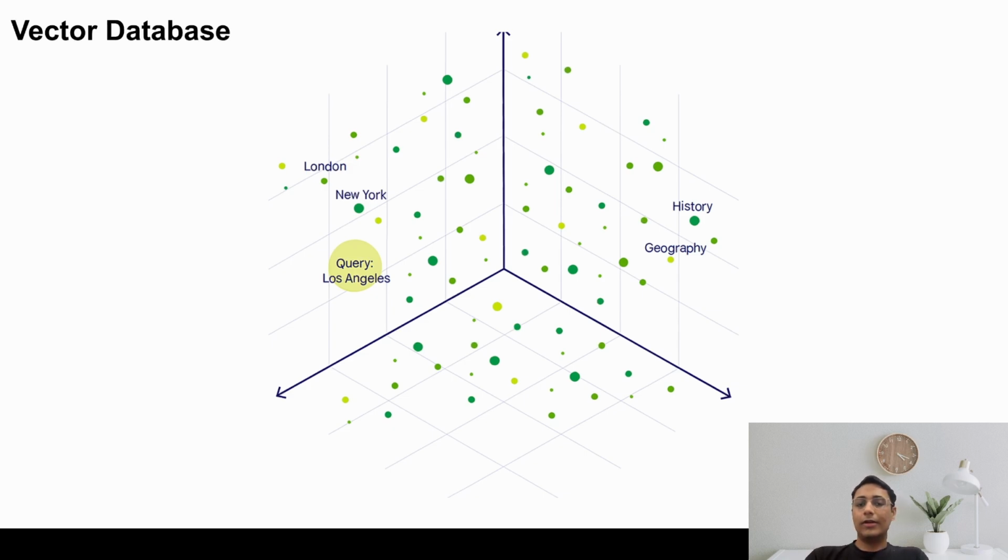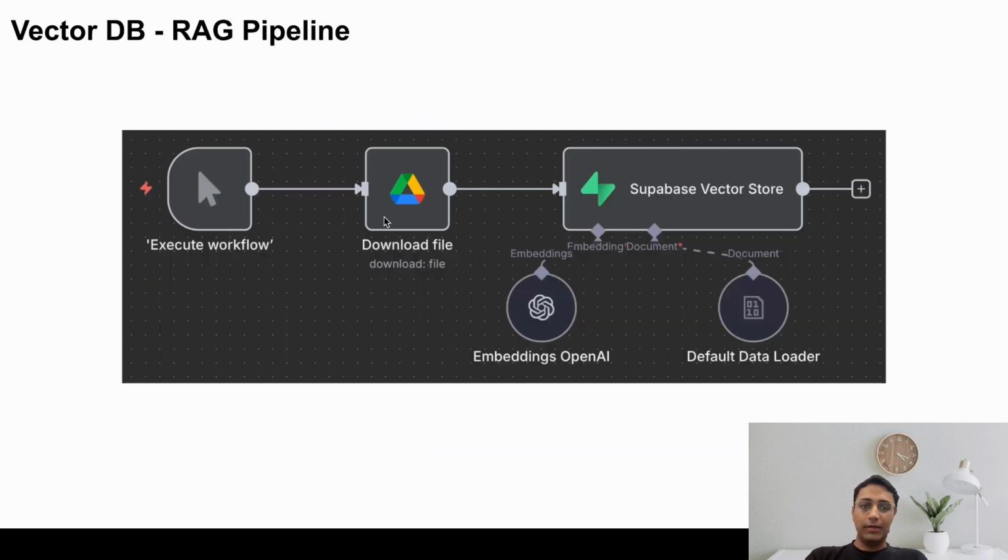Okay. Now we are going to be looking at how we are going to send the data into our vector DB. So basically we are going to be downloading the file from a drive. We are going to be sending it into the Supabase vector store. Again, you see this embeddings OpenAI. This basically is used to embed the data in small chunks into vector format, and then this is to load the data in the vector store.